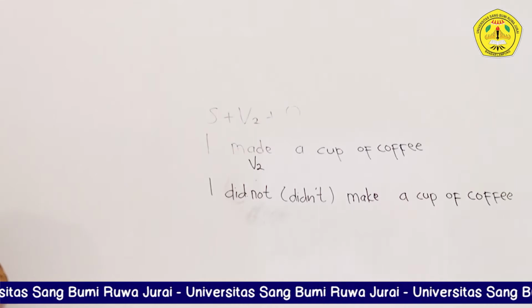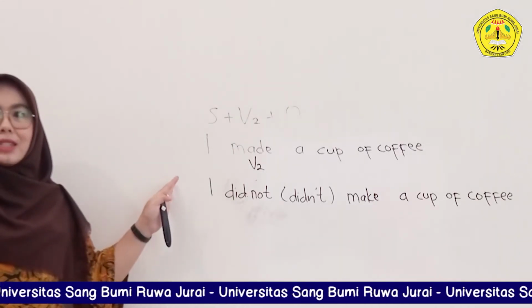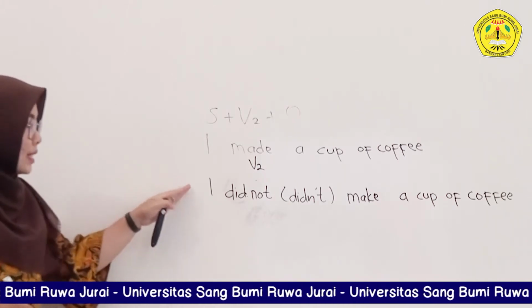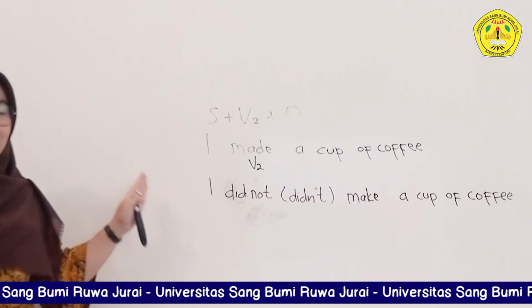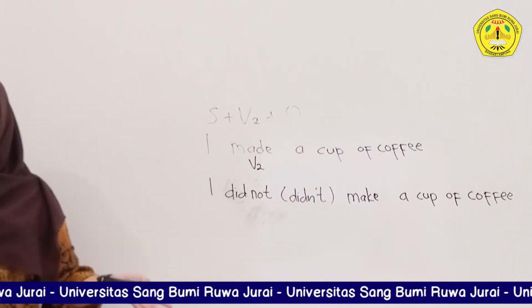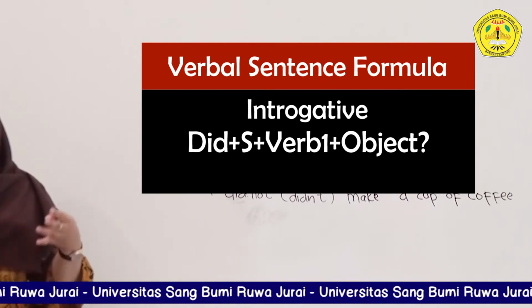This is an example of a negative sentence in simple past tense. Then how do we make this sentence interrogative, or kalimat tanya? You can see on the slide the formula is did plus subject plus verb 1 plus object.